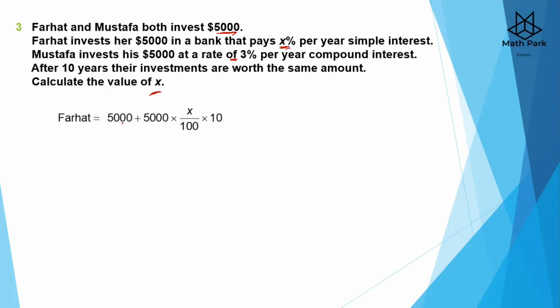So for Farhat, the amount that she is going to get is principal plus interest. This is your principal plus interest. So interest is 5,000 times x by 100. We know the simple interest formula is P times R times T by 100, that is principal into rate into time. Rate is x. This is for Farhat. And for Mustafa, the amount is equal to P times (1 plus R by 100) raised to N.